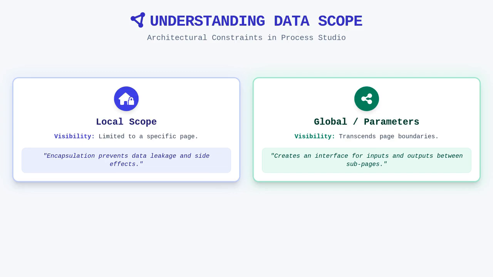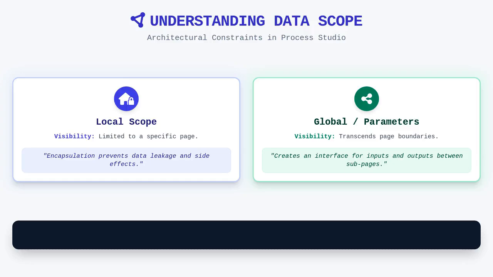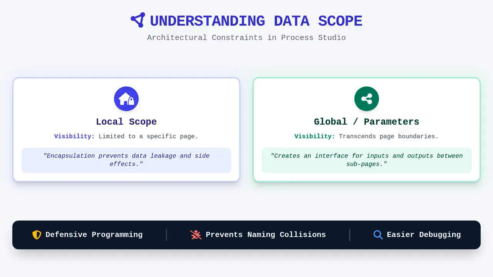While the temptation to make everything global might be strong for beginners, maintaining the smallest possible scope is a hallmark of defensive programming that prevents naming collisions and makes debugging significantly easier.